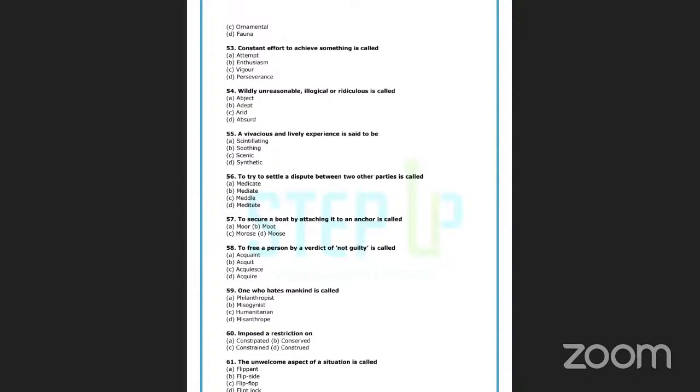Okay, now 54. Wildly unreasonable, illogical, or ridiculous is called what? Something which is ridiculous, funny, not reasonable, illogical. What will you call it? I believe it's D, absurd. Yes. What do you mean by arid? Arid region is the dry region where there is very little or no rainfall, something like a desert type of area.